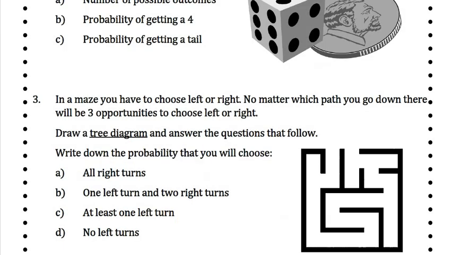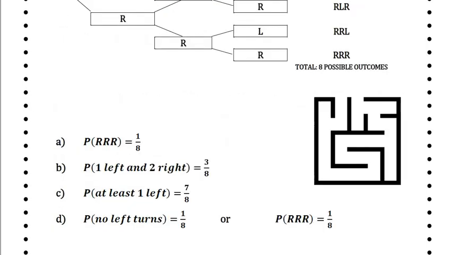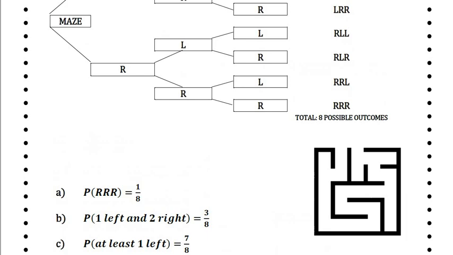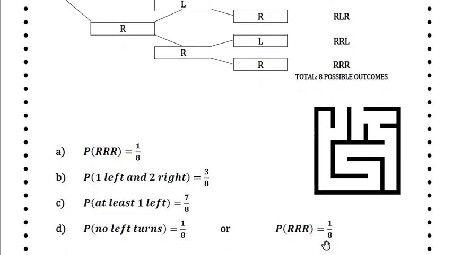Then the last one is no left turn. So if you're not turning left at all, you're only turning right. So that would mean that there's only 1 option out of the 8 where you will only turn right.